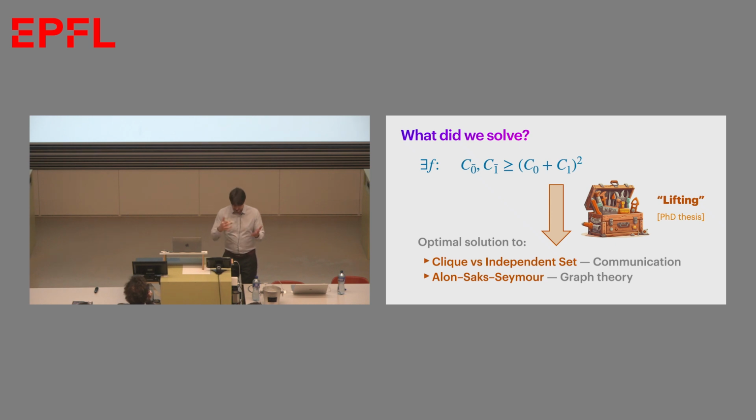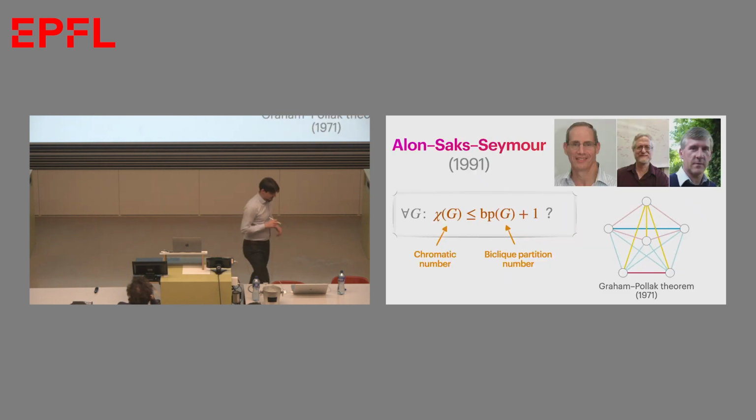There's an equivalent formulation using graph theoretic language, something called the Alon-Saks-Seymour problem. So that's the one I want to actually define carefully. So this is the problem we're eventually going to solve. This was a purely graph theoretic puzzle that was proposed in 1991 by these three mathematicians. They conjectured this general relationship for every graph between its chromatic number and its biclique partition number.